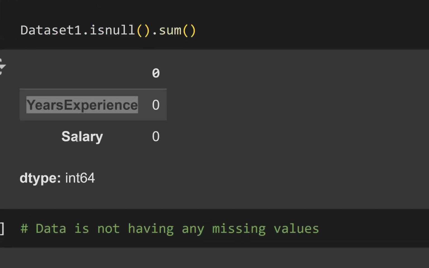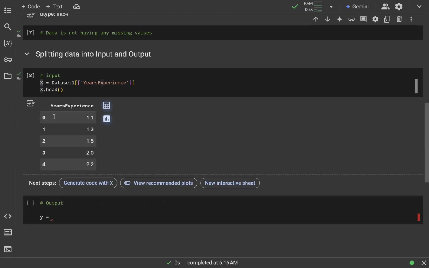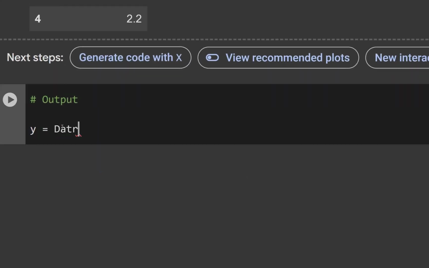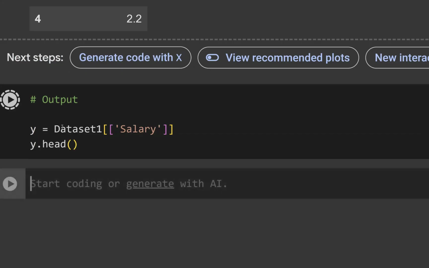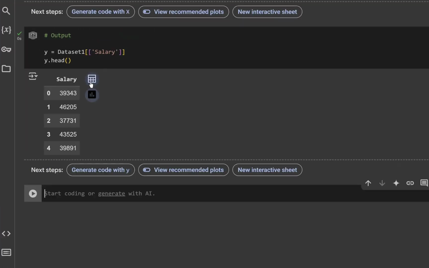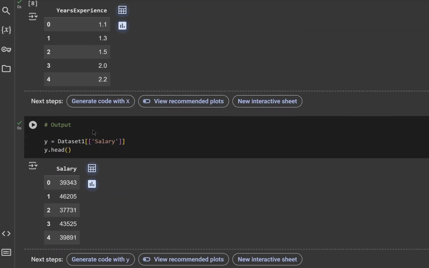What is the output column? Salary. So from the dataset I take salary, and see, this is my salary. So I'm able to get the input and output columns separately.